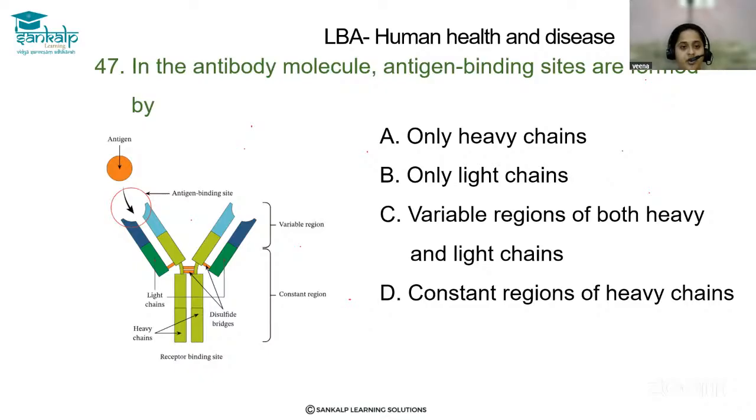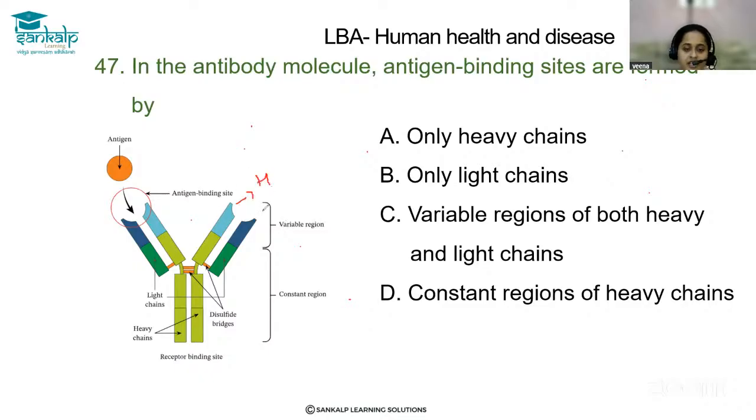Let's solve question 47. In the antibody molecule, antigen binding sites are formed by. So dear students, you have already studied the structure of antibody, right? If you observe properly, this is the structure of antibody that will contain heavy and what? A light chain. So here in the variable region, both heavy and light chain will be there.